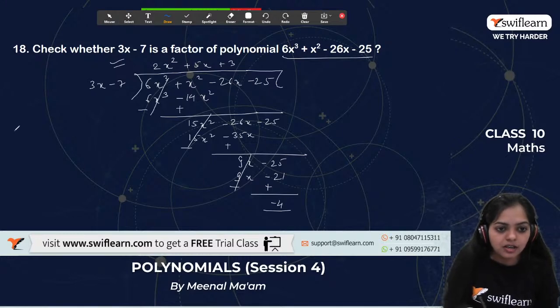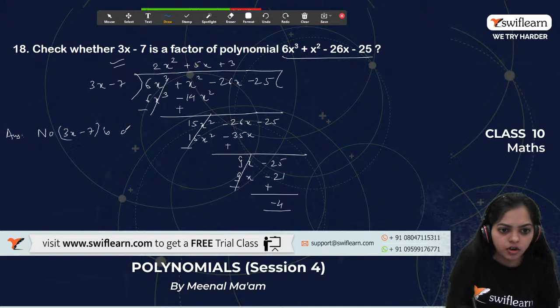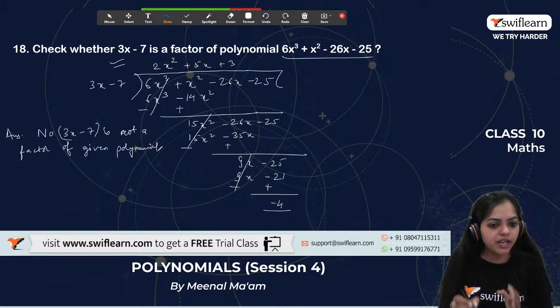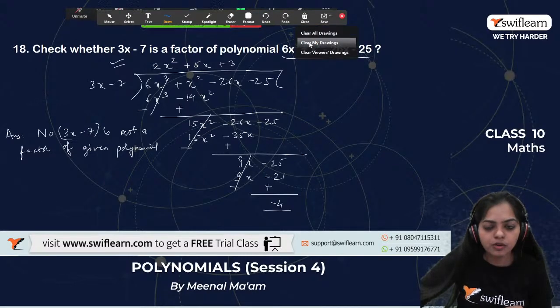So we will say no. So the answer will be no, 3x minus 7 is not a factor of the given polynomial. Why? Because the remainder is not equal to 0. That's why 3x minus 7 is not a factor of the given polynomial. Got it? Yes, everyone? So the answer for this will be no, definitely no. Why? Because the remainder is not equal to 0.